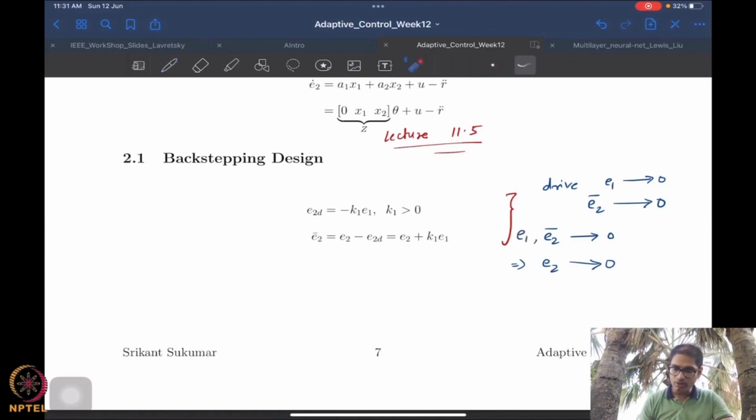Why? Because if you look at E2 bar, and if E2 bar is going to 0, K1 E1 is already going to 0 by the previous fact that E1 is going to 0. So we are left with the fact that E2 is also going to 0. So this was already established. Making the backstepping error variable go to 0 is equivalent to actually making the original variable also track 0. So this is what we want. Great. So this is the backstepping design.